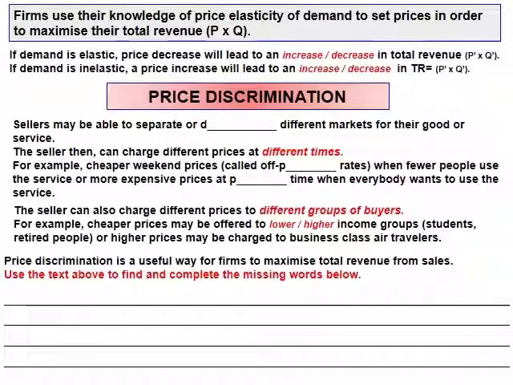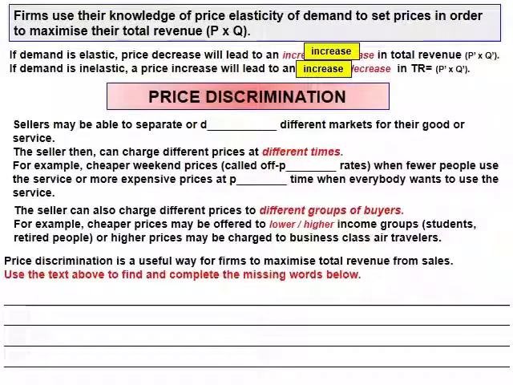Another method businesses use to increase total revenue is known as price discrimination. And remembering the business is trying to increase total revenue, so it wants to know whether it should increase or decrease its price. If demand is elastic, a price decrease will lead to an increase in total revenue. An increase in price will lead to a decrease, so they won't want to increase their price but rather decrease. And if demand is inelastic, the seller will increase prices in order to increase total revenue.